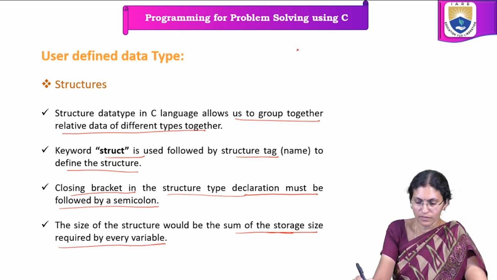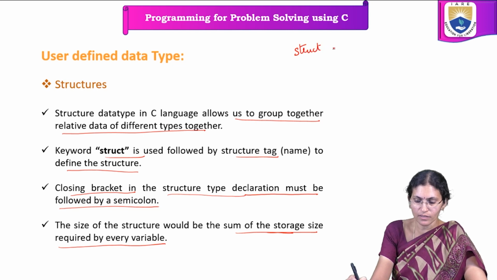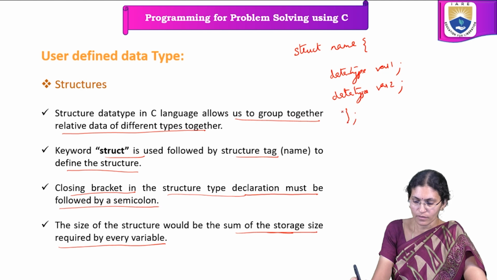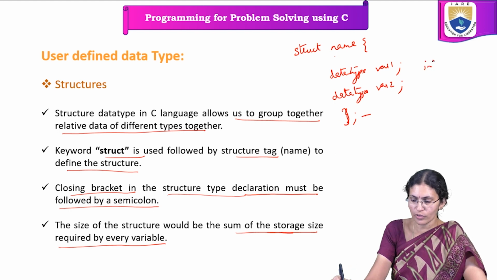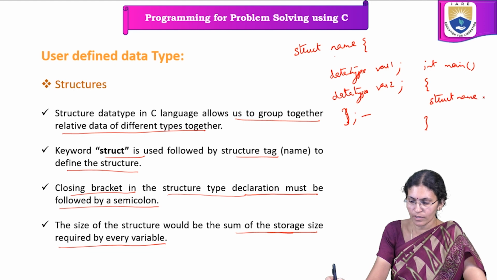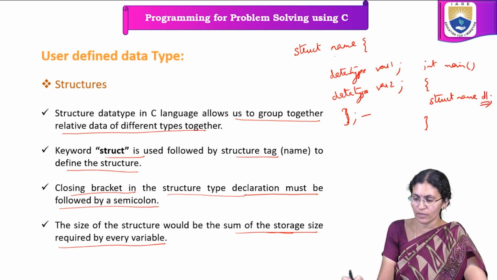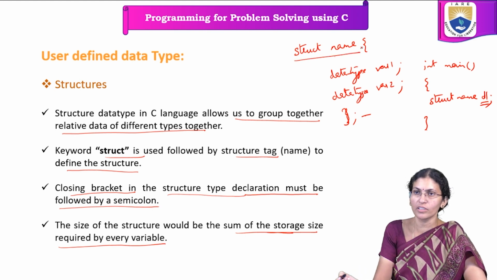So in structure, this is the syntax to declare a structure. Struct is the keyword, then the name, then curly braces, and then data type and variable 1, and then again another data type, variable 2, and so on. Here itself we can declare the variable for this structure, or in the function also you can declare a variable for this structure. For example, struct name, suppose D1. So here D1 is a variable created for the structure name.